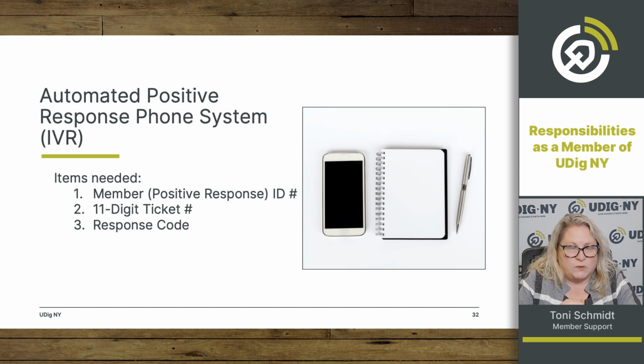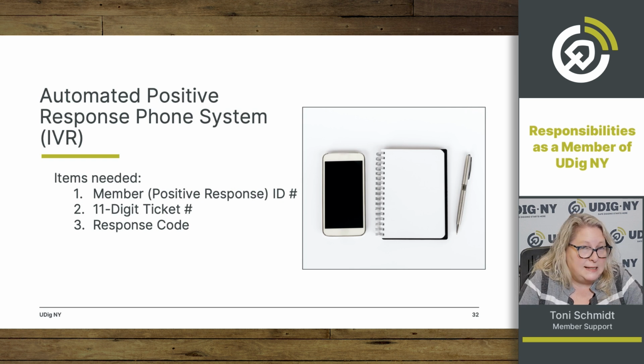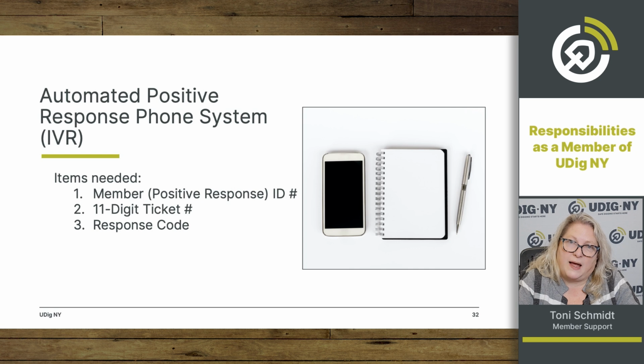You'll need three items when responding by phone: your member ID, the ticket number, and the response code, like 10 or 30, that you're going to respond with. If you're calling from a recognized phone number, you may not need that member ID. That phone number might be recognized and you'll be able to go on from there. Managers of the membership should be sure to provide their employees with this number just in case they need to call. Please remember there is always a way to respond.